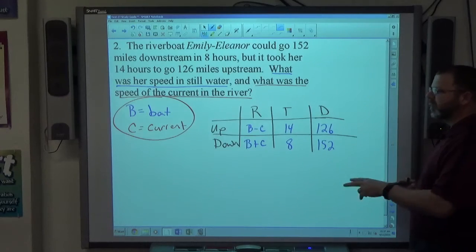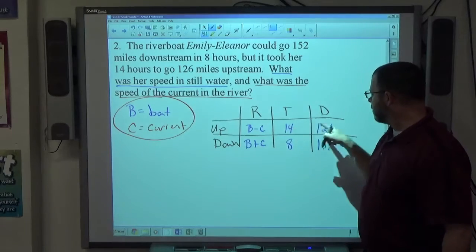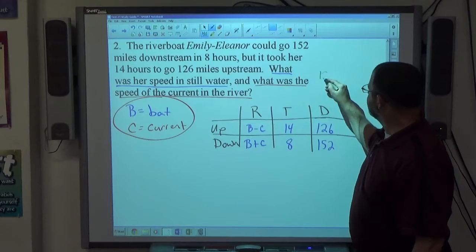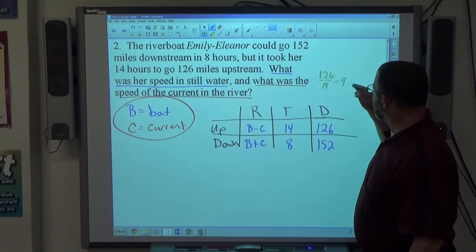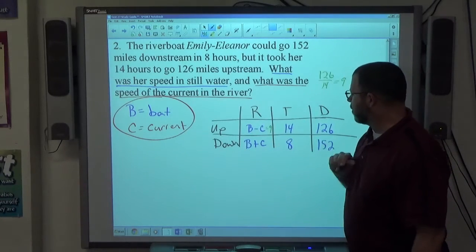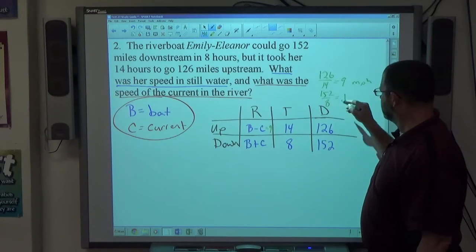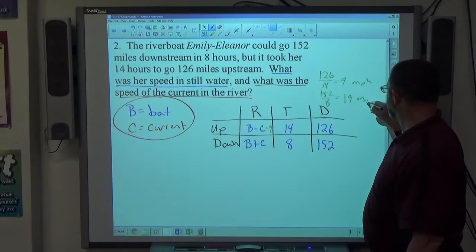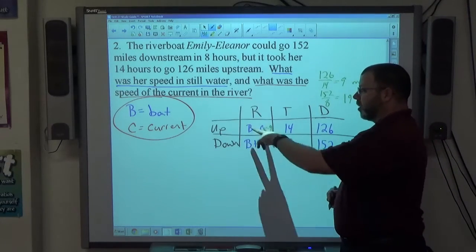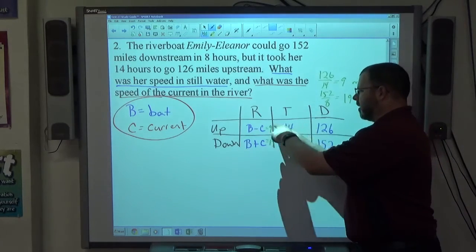Now, for these specifically, when you don't know either of these two numbers, we know the times and the distances, so we can find out the rates. So, if I do 126 divided by 14, that equals 9 miles per hour. That's the upstream rate. If I do 152 divided by 8, that makes 19 miles per hour. That's the downstream rate. Okay, so these particular ones where you don't know either of these, they're the easiest you can get because distance divided by time equals rate.